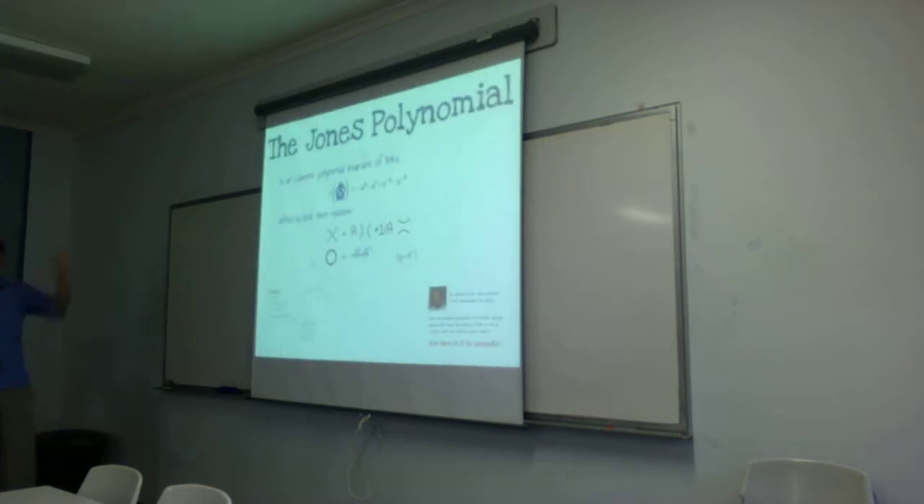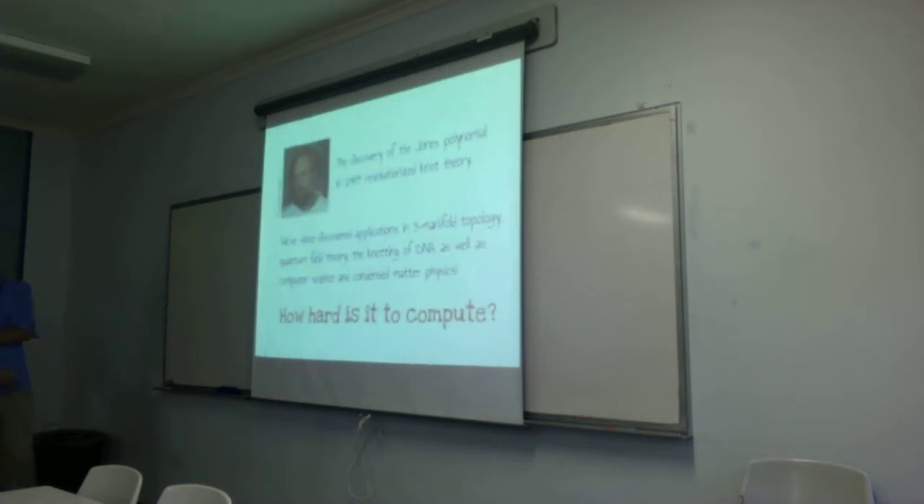I showed you how to calculate it and explained at least a little bit of why it really is an invariant of knots. Okay, so the Jones polynomial, when it was discovered by Jones back in 1984, was really a big deal. It was a big surprise. It wasn't the sort of thing that people were expecting. And the discovery of this invariant of knots led to lots of interesting new things.